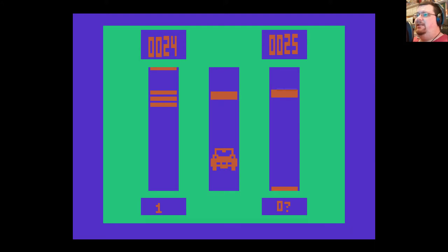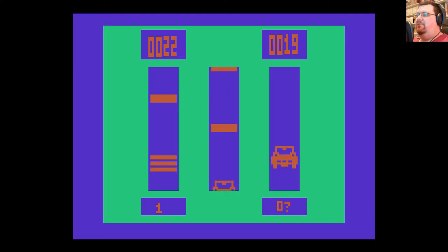So the computer's already made their bet of 1. I will bet... Let's bet 5. Let's live dangerously. And pull back on the joystick to pull the handle, like pulling a handle on a one-armed bandit. Nothing for me. Let's bet 1 this time. Nothing for me. Let's go 3. Again, nothing for me.